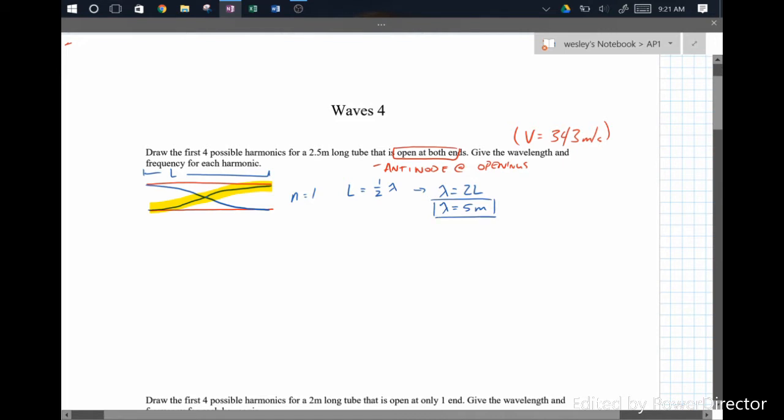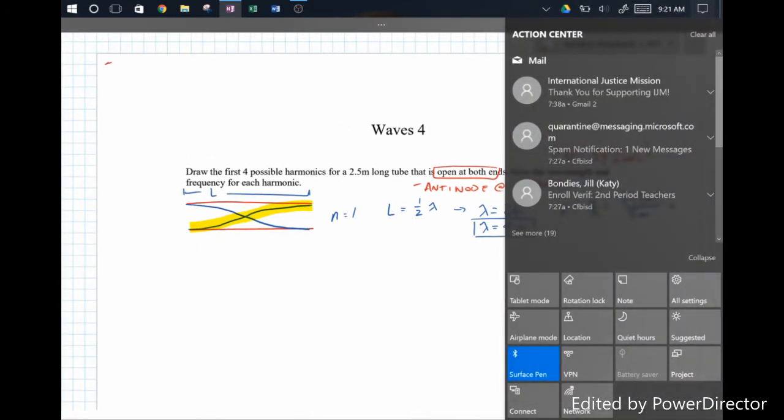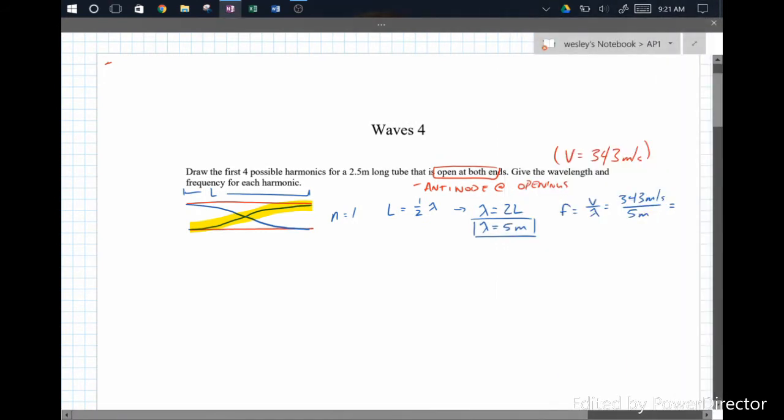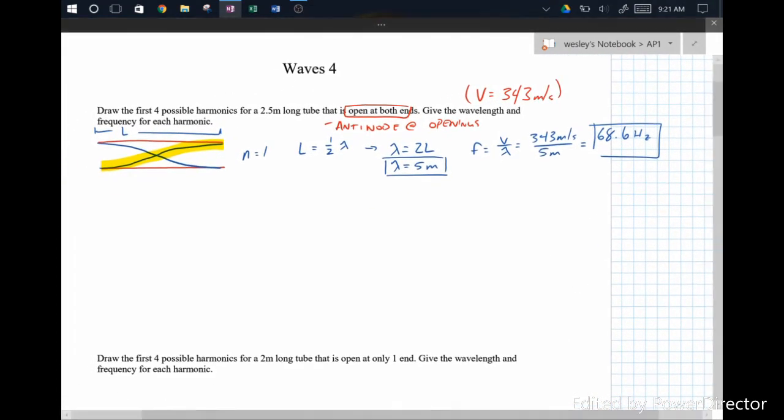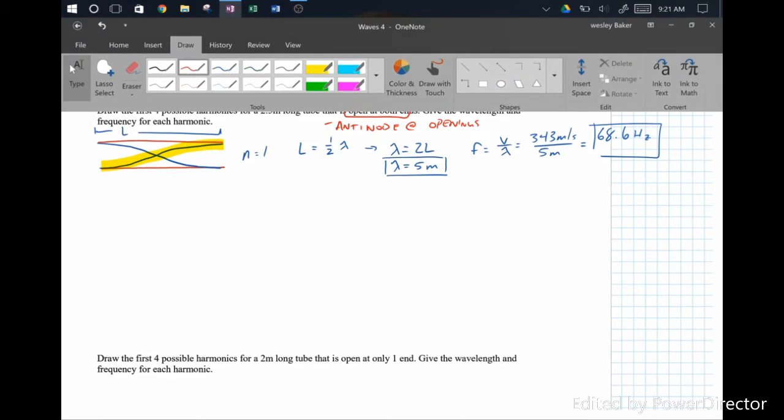Now that we have the wavelength, the frequency is going to be the velocity divided by the wavelength. So 343 meters per second divided by 5 meters gives me a frequency of 68.6 hertz. So that's the process that we're going to go through for all of this. Let's look at the next one.